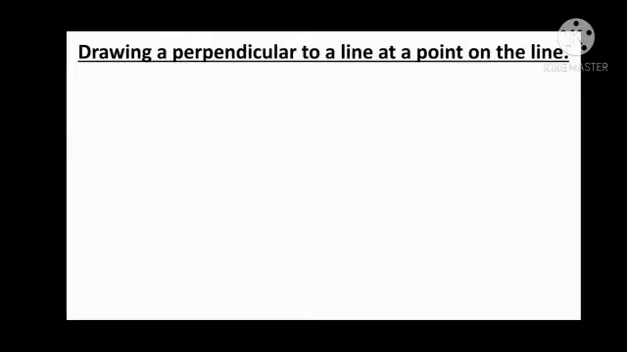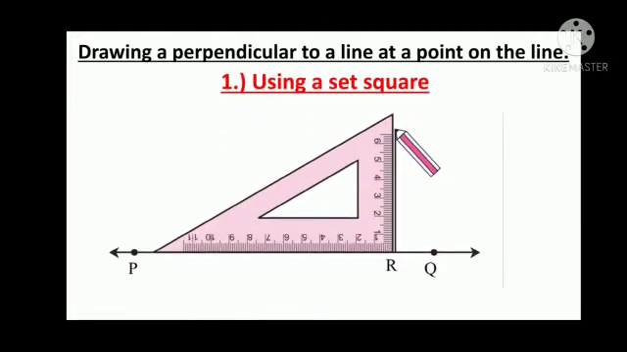First, we will learn drawing a perpendicular to a line at a point on the line. The first method is by using a set square. The steps we use are: first, draw a line PQ. Then, take point R anywhere on the line.